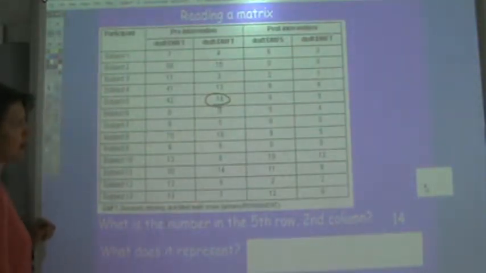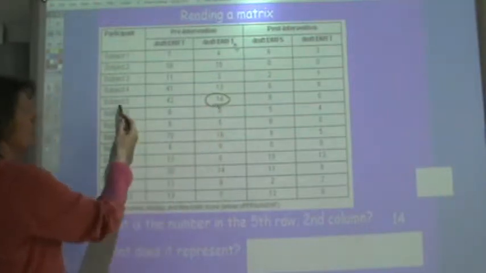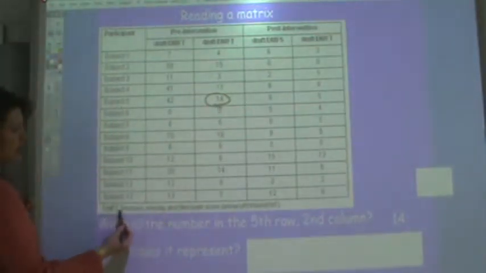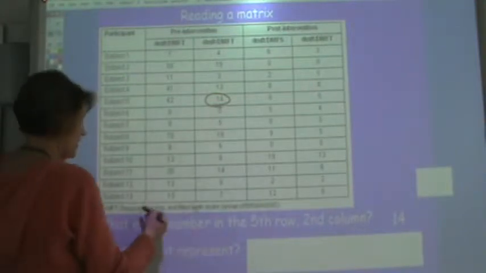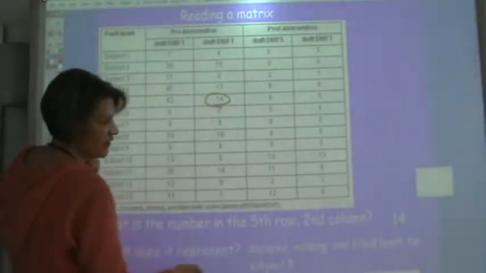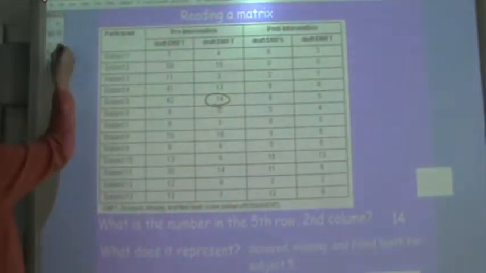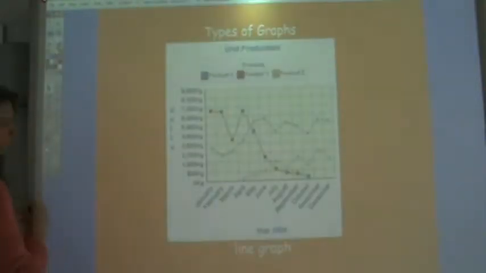Second question, well, what does it represent? Well, if I go to the top, it's DMFT for subject 5. And I look down here, DMFT, this must be for a dentist because it's talking about the different types of teeth. So it's your decayed, missing, and filled teeth for subject 5. All right, this would be another matrix in spreadsheet format.